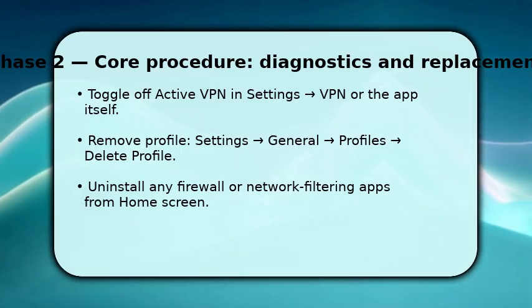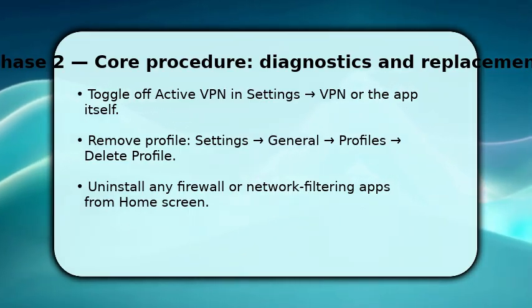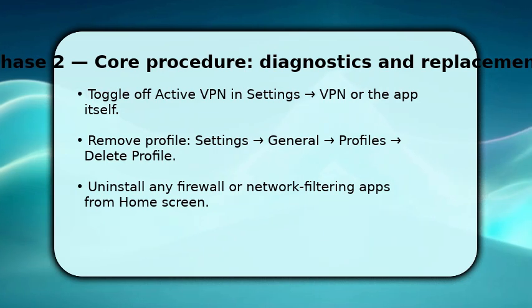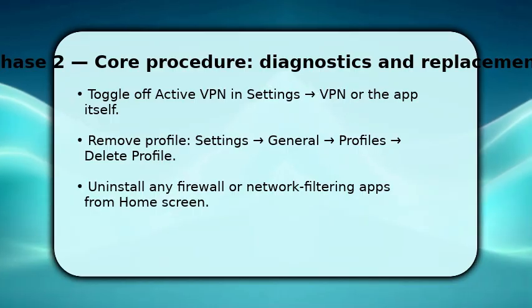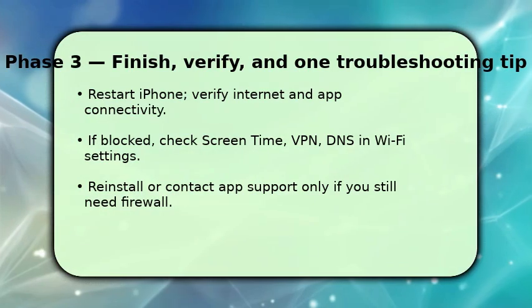If a third-party firewall app exists, long press its icon and delete the app. After removal, reboot the iPhone to clear cached rules. Finish by restarting your iPhone and testing web pages and apps to confirm traffic flows normally.